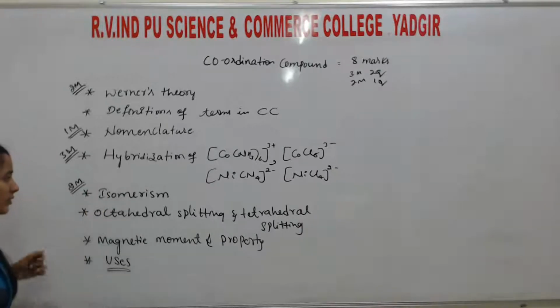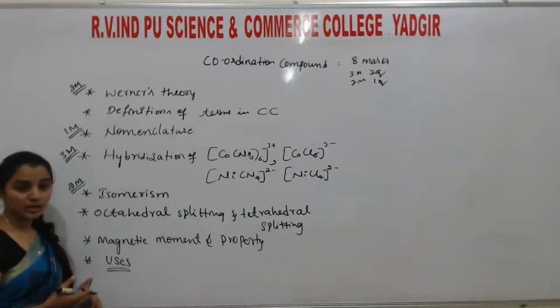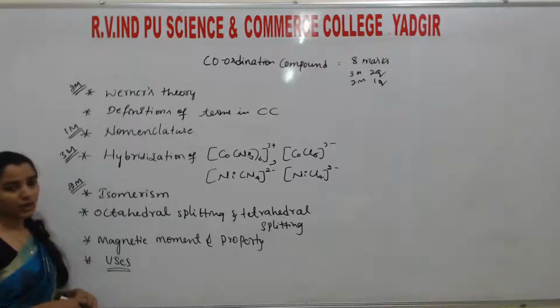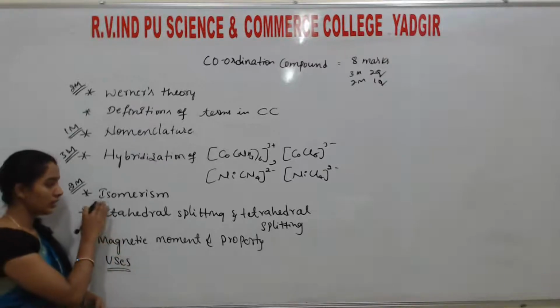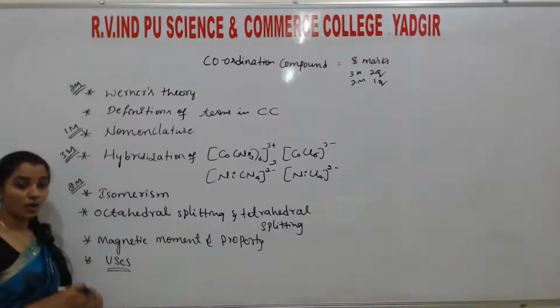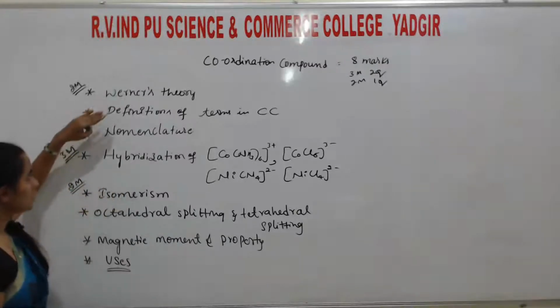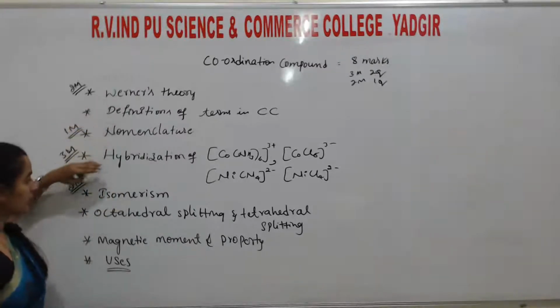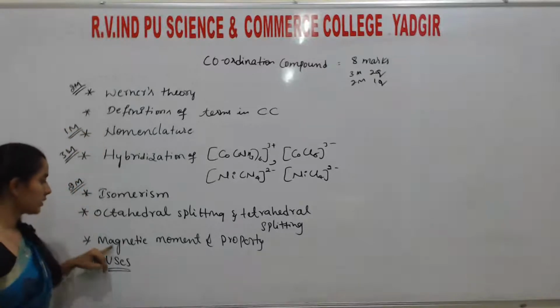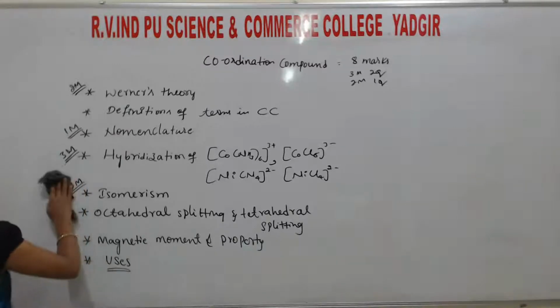So they may ask different questions, students. In isomerism, optical is there, geometrical is there, cis-trans is there. They are going to ask the way they want. Different types of isomerism are there: linkage, coordination, hydration. Those are all going to be explained in this. So first is Werner's theory, definition of terms, nomenclature, hybridization, isomerism, octahedral splitting, magnetic properties, uses. We will discuss one by one.